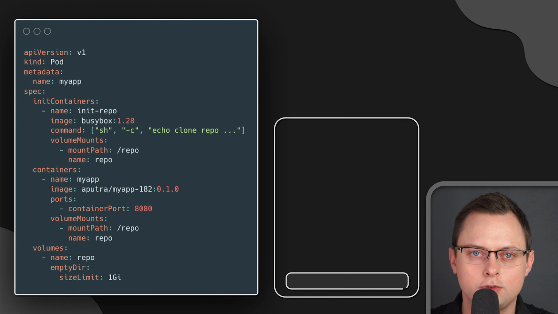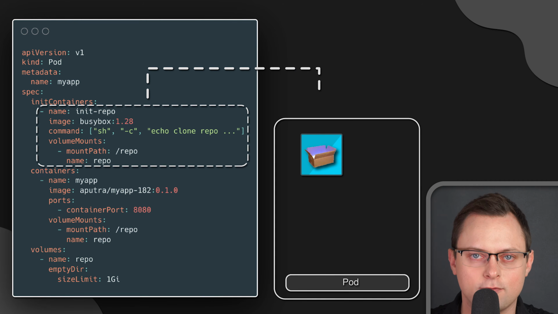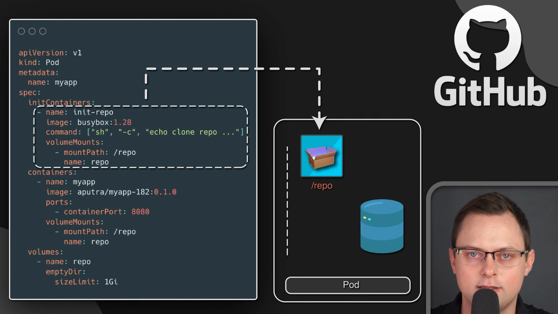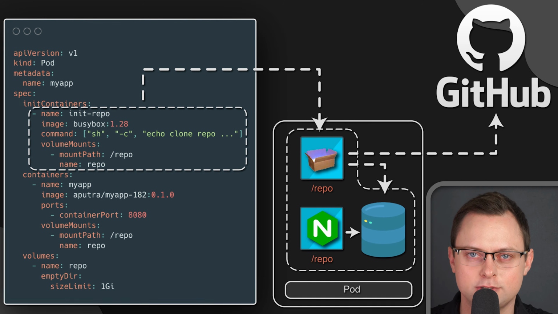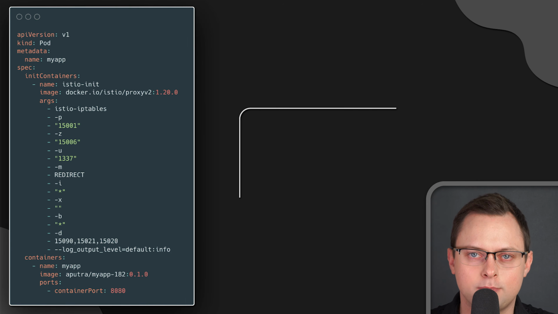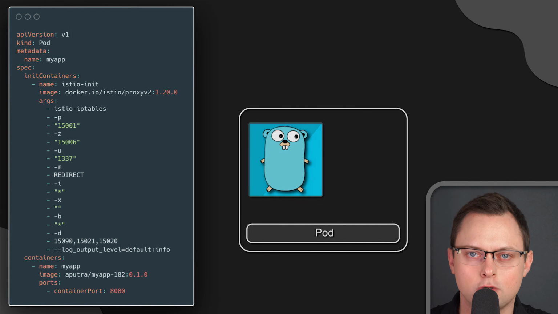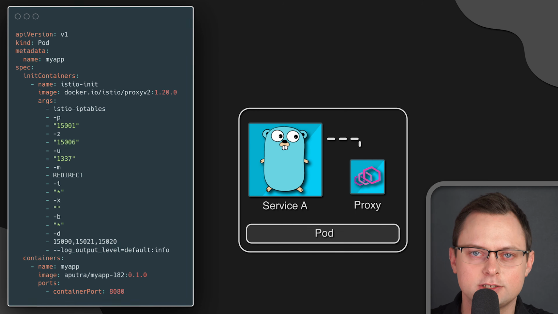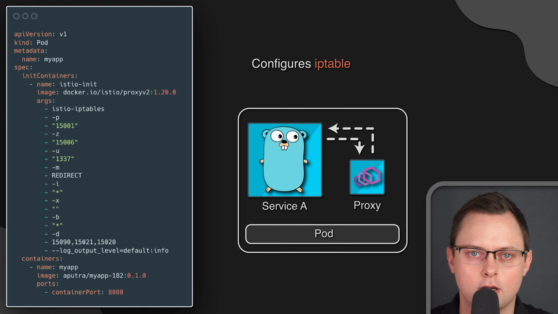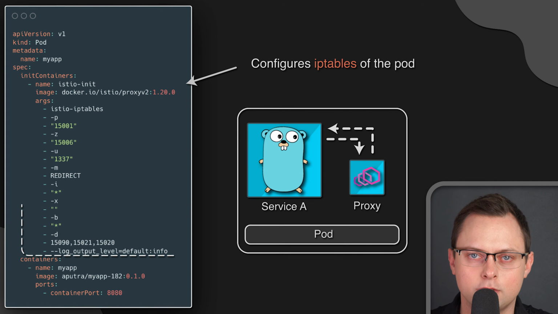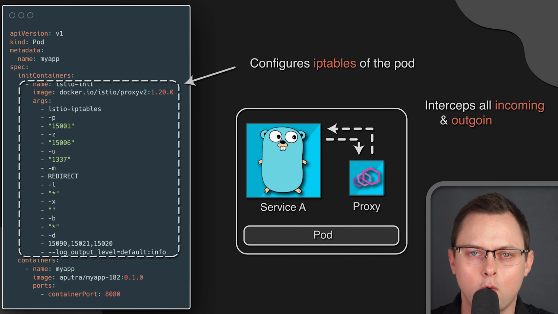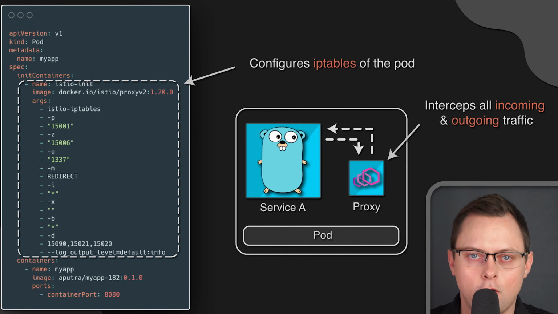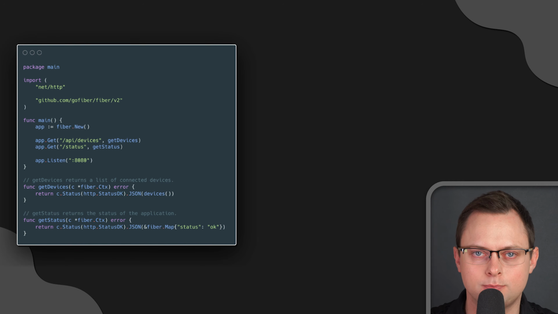Besides that, we can also use init containers to configure the network stack and populate data in the volume for the main workload of the pod. For example, we can clone a GitHub repository into a shared volume. Another example is Istio, a popular open source service mesh. It uses the init containers mechanism to configure the network stack of the pod. Specifically, Istio deploys an init container to configure the IP tables of the pod, intercepting all incoming and outgoing traffic of the main application container.